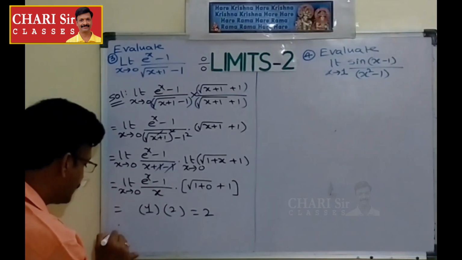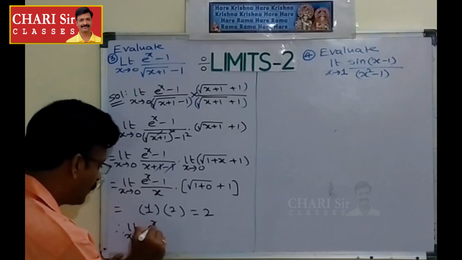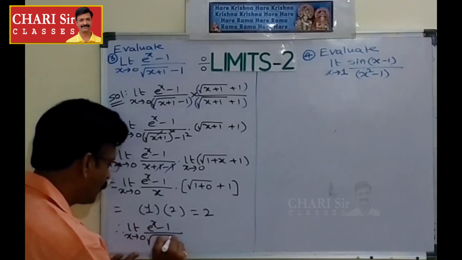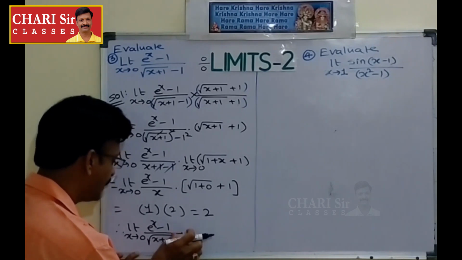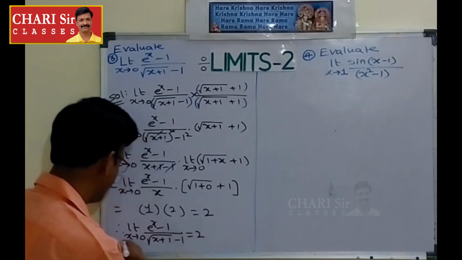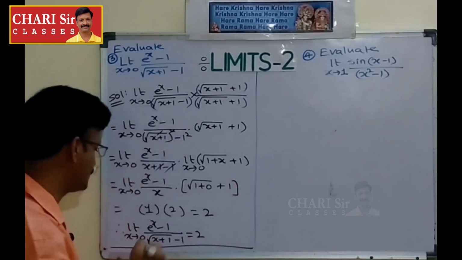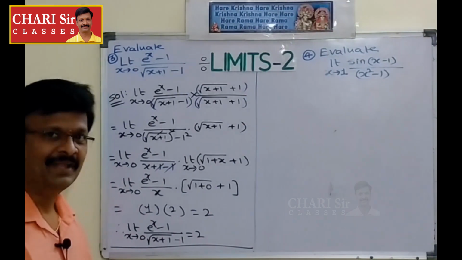Now the final answer you can write it as limit x tends to 0 of (e to the power of x minus 1) by (root of x plus 1 plus x plus 1 and minus 1), which is equal to 2. This is your solution. That is your answer. This is also given many times in the board exam.